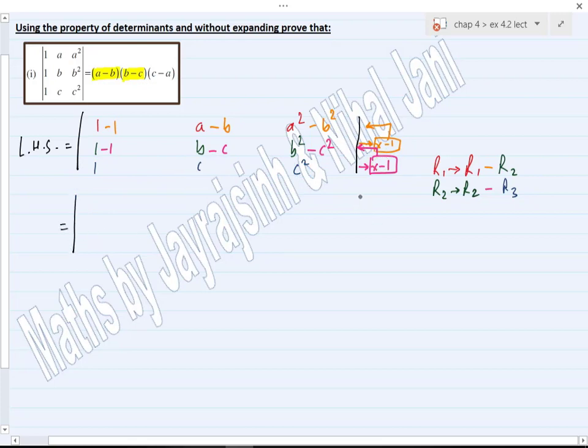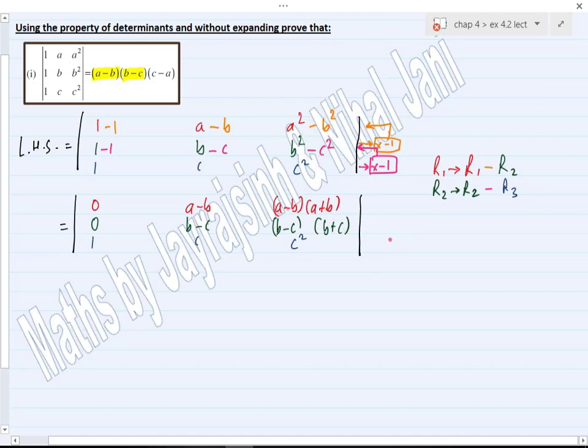In these two operations, our third row will be as it is, right? And our first row will be 0, a minus b, and a square minus b square, or we can say a minus b and a plus b. Similarly, the second row will be 0, b minus c, and instead of b square minus c square, we can say b minus c and b plus c, right?